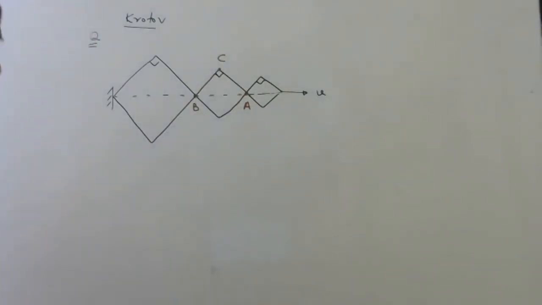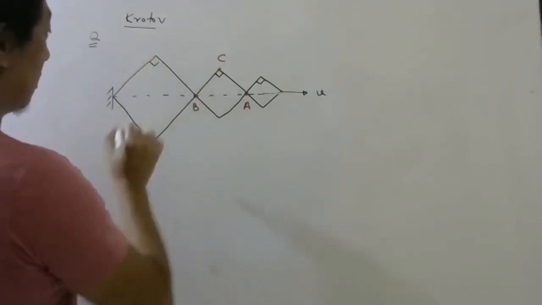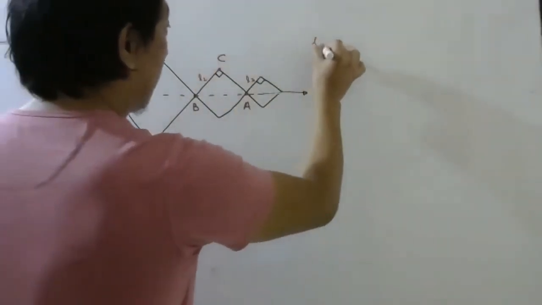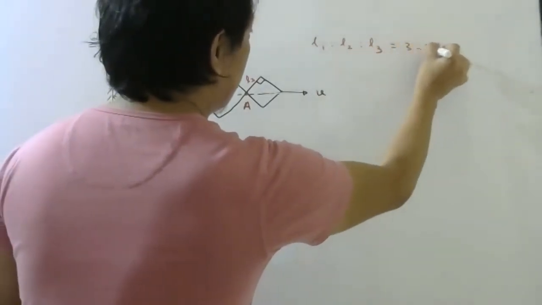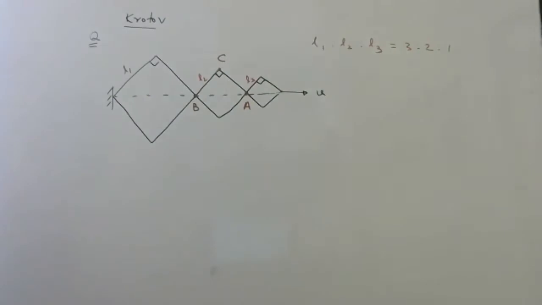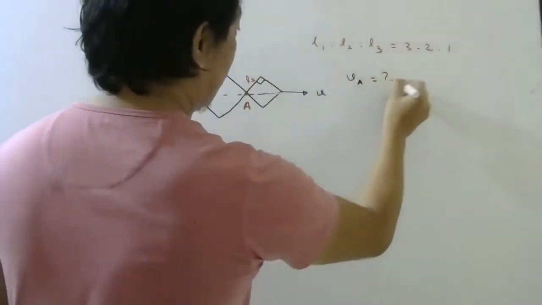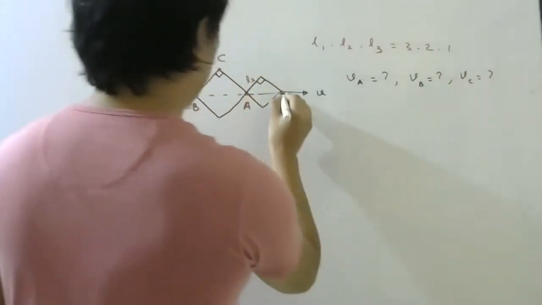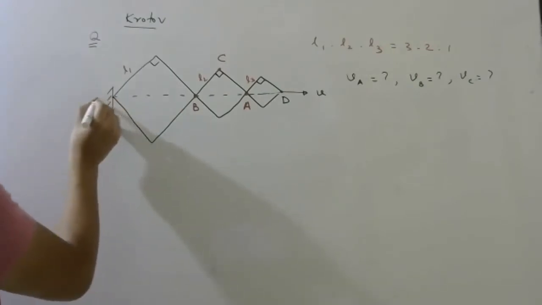Okay. They have given the ratio of these sides. So if I call this, let us say, L1, this is L2, this is L3, then L1 is to L2 is to L3 is given as 3:2:1. Okay, so that is given to you. You have to find the velocity of A, velocity of B, and velocity of C. Let us call this point D. Let us call this point O.